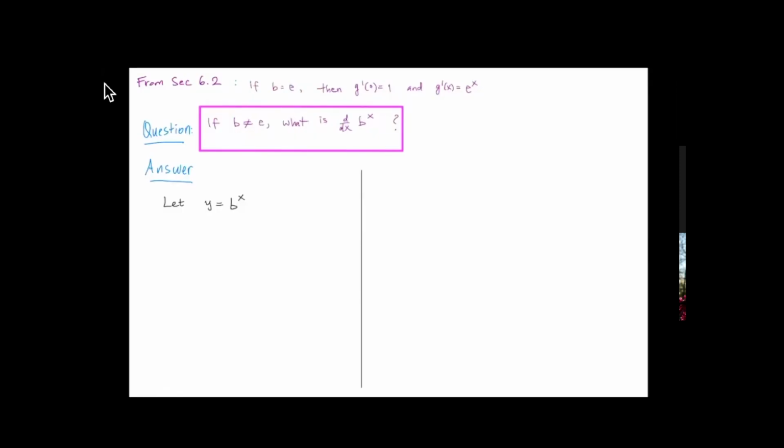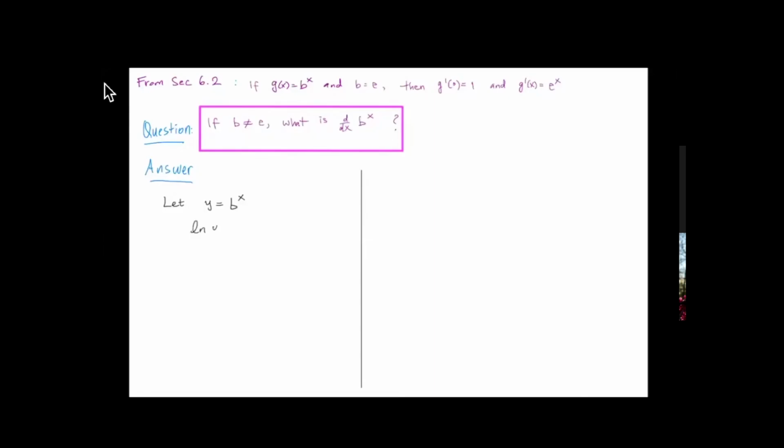Previously, we saw that if the base is equal to e, then the derivative of e to the x is equal to itself. So now let's compute the derivative of b to the x when the base b is not equal to e. And we're going to use a technique that will appear often in this class. So first we write down y equals the function that we are interested in differentiating. And then we will take the natural log of both sides.